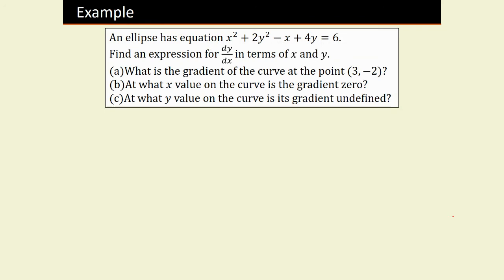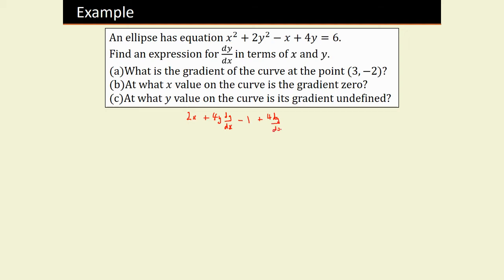All right, start with a slightly longer question. We've got an ellipse here. Okay, we've got its equation. We need to find an expression for dy by dx in terms of x and y to start with. So that's just what we've been doing. So let's start with differentiating both sides. The x squared will go to a 2x. The 2y squared will go to a 4y dy by dx. Yeah, differentiate with respect to y. Write dy by dx. The minus x will go to a minus 1. And the 4y, differentiate with respect to y and write dy by dx.